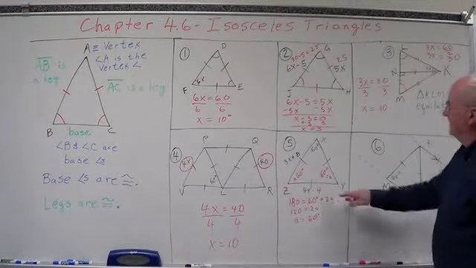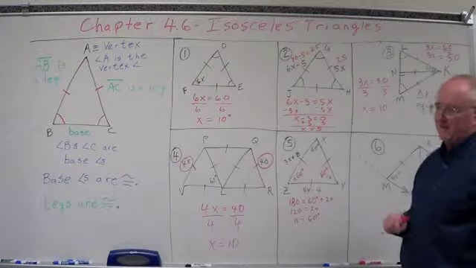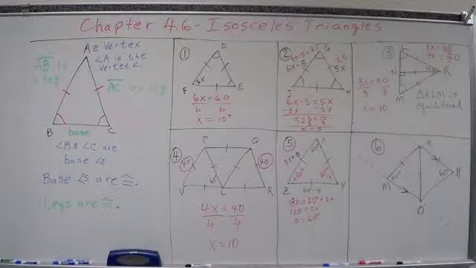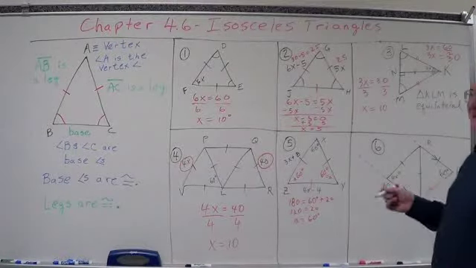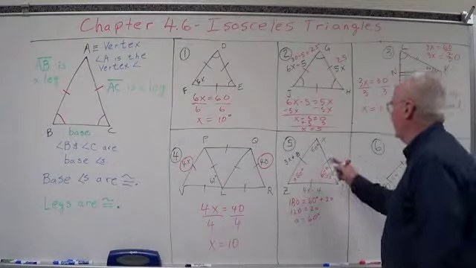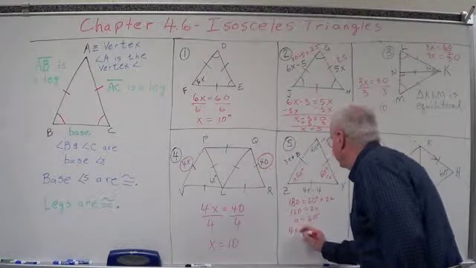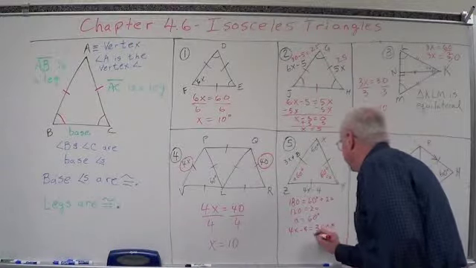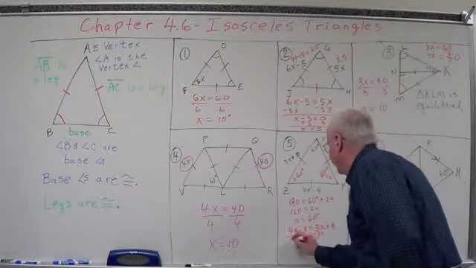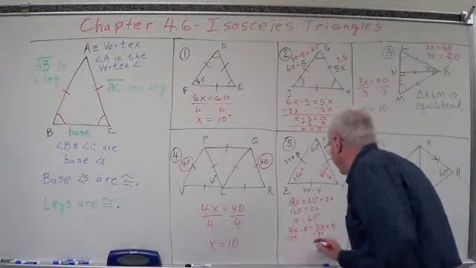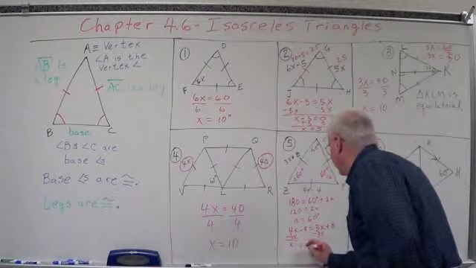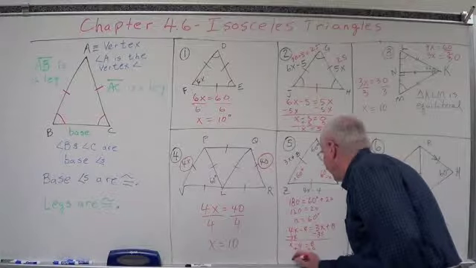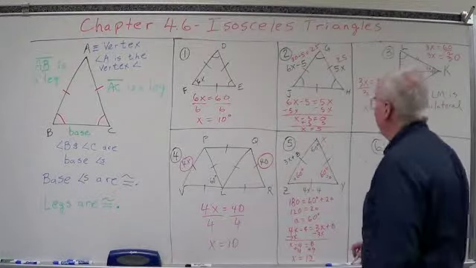What do we know about that? This base is equal to that. Anytime you have a vertex angle of an isosceles triangle that is equal to 60, you know you have an equilateral, equiangular triangle. Just go there with that. So we have 4x minus 4 equals 3x plus 8. Subtract 3x from both sides. Okay, we end up with x minus 4 equals 8. Add 4 to both sides. X equals 12.